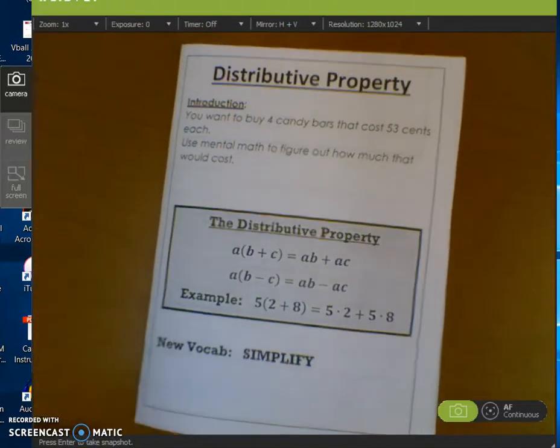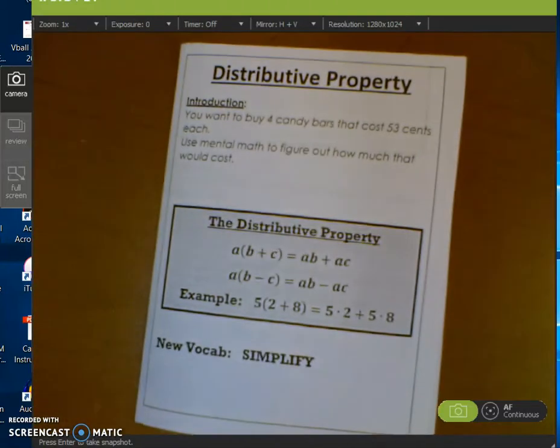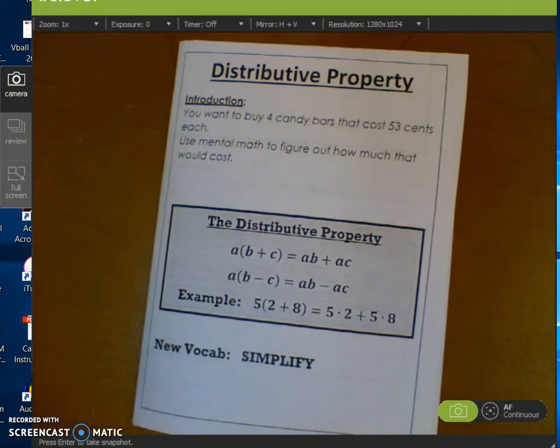Okay, so today we're going to be talking about the distributive property, which for us this year is lesson 1F. And so we're just going to do a quick introduction. I want you to think about this on your own for a second. It says you want to buy 4 candy bars that cost 53 cents each. Use mental math to figure out how much that would cost.